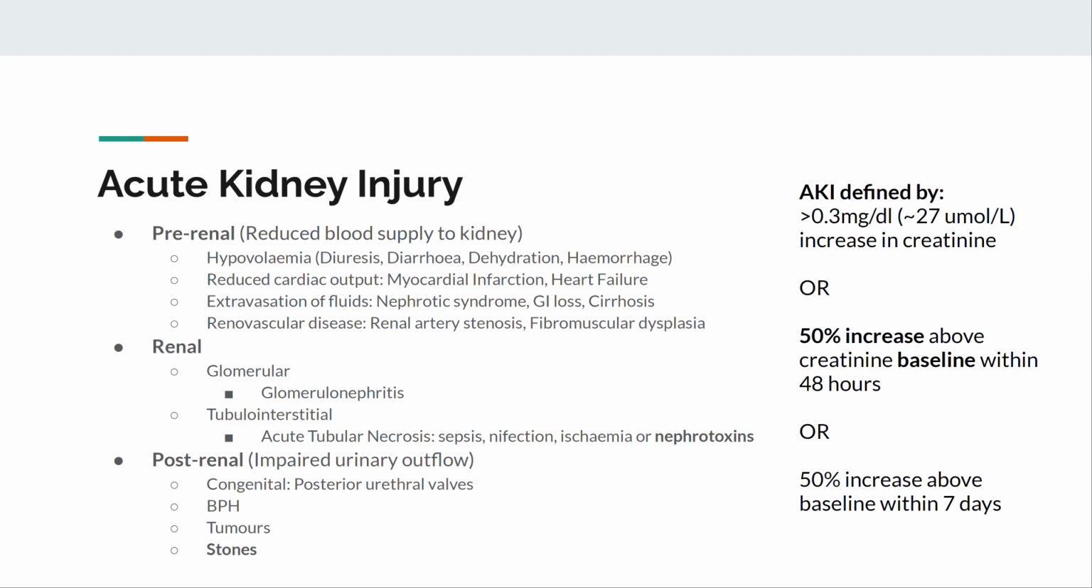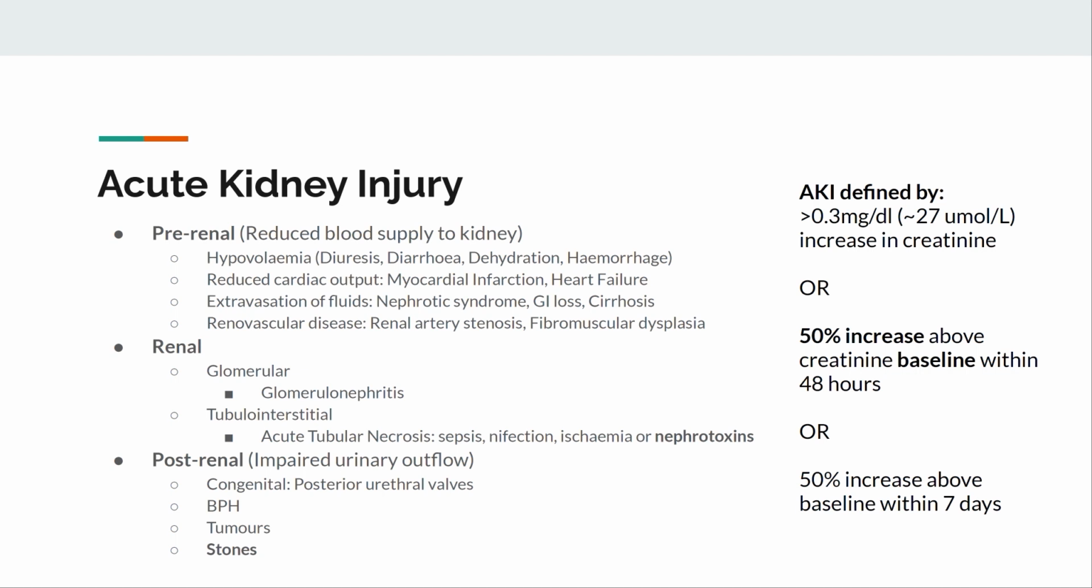Pre-renal, the things to think about are all to do with stuff that prevents blood from getting to the kidney. So things like hypovolemia, which can be from diuresis, diarrhea, dehydration, or bleeding, reduced cardiac output, and loss of fluid, like nephrotic syndrome, when you've got low albumin and the fluid is no longer inside the vessels. Cirrhosis, the same reason with low albumin. Or renovascular disease, if there's blockage of the renal arteries, you'll have less blood flow to the kidney.